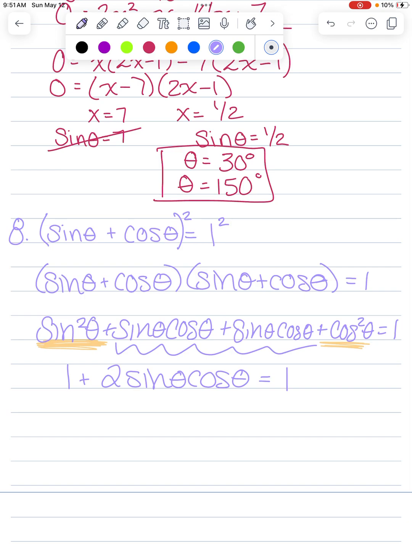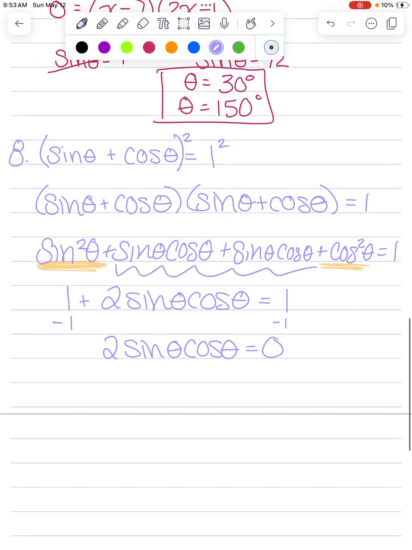Well, I combine like terms. I subtract the 1. I get 2 sine theta cosine theta equal to 0. Now, this would not be something I would like to see except for the fact that it's equal to 0. And given that it is equal to 0, this is doable. Because if I divide by the 2, I still get sine cosine equals 0.